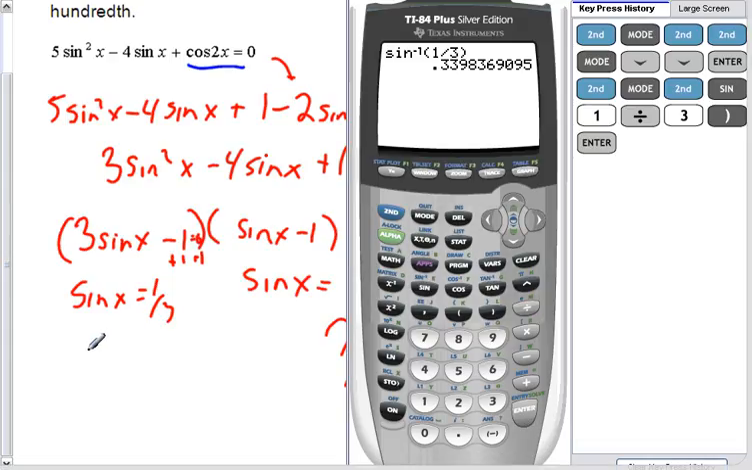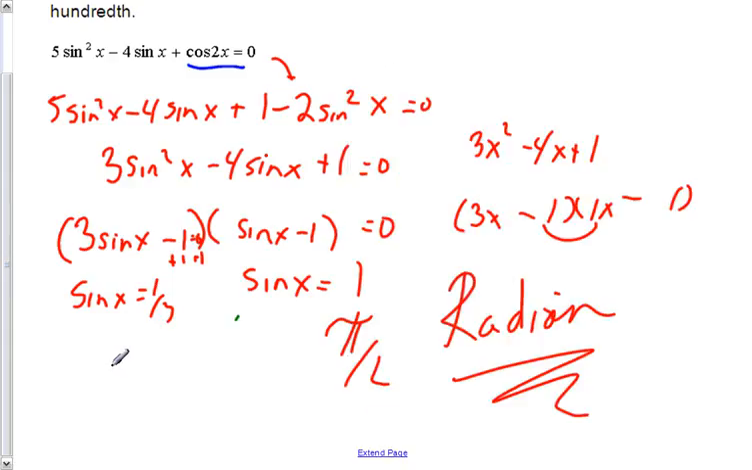Sorry, I forgot my angle already, 0.3398. It said to the nearest hundredth, so that's going to round to 0.34. That is between 0 and pi over 2. That is actually our quadrant 1 angle, and that is in radian measure.